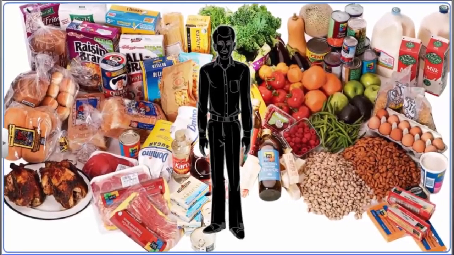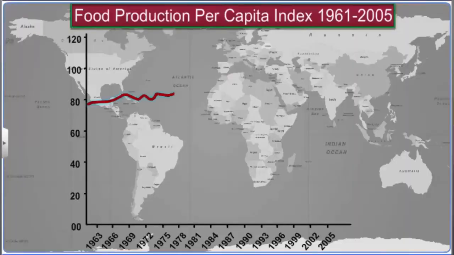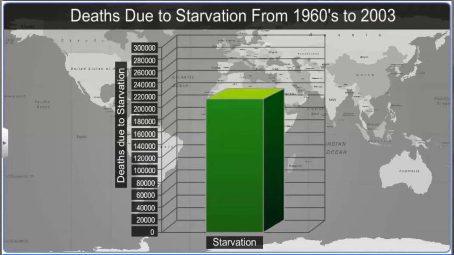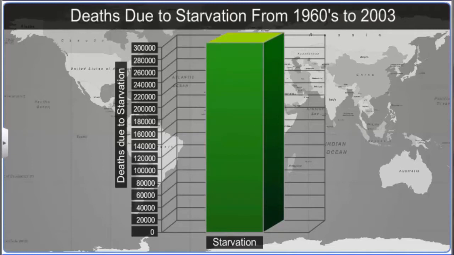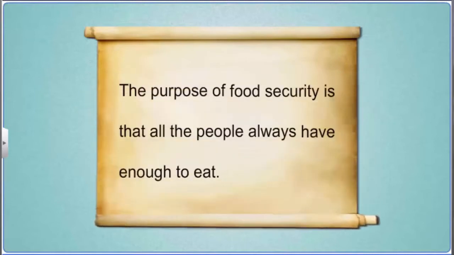Food is one of the most essential requirements for life. Food production in the world has kept pace with the growth in population. In fact, there is more food available per person today than in the 1960s. However, millions of people die of starvation every year. This is where the issue of food security comes in. The purpose of food security is to ensure that everyone always has enough to eat.